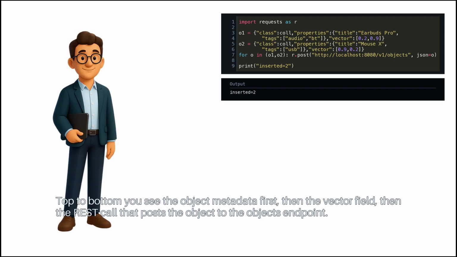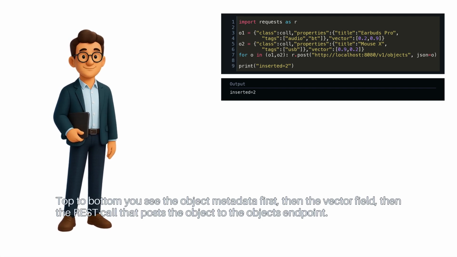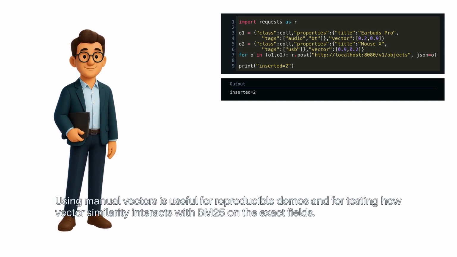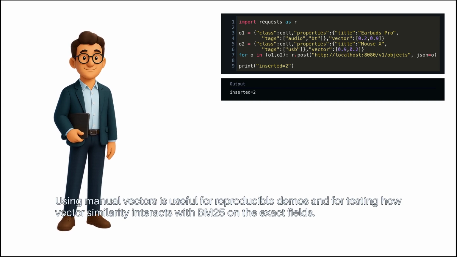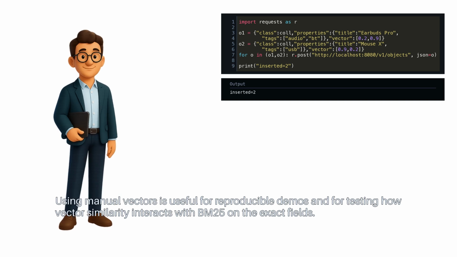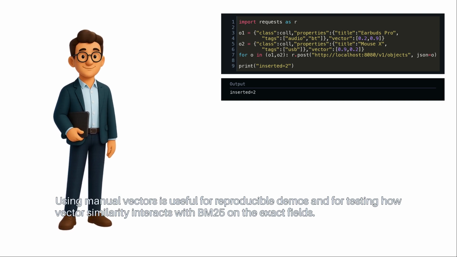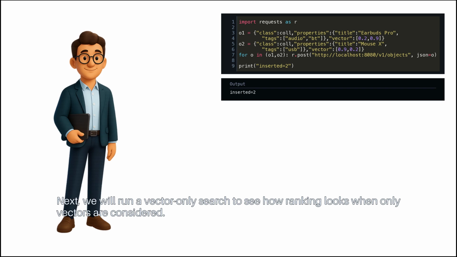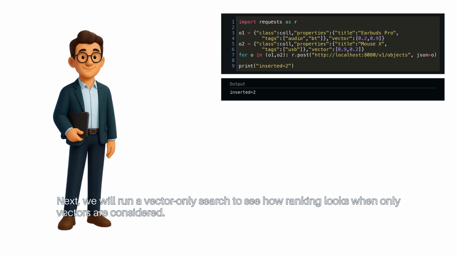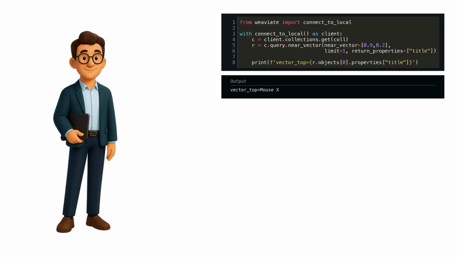Top to bottom, you see the object metadata first, then the vector field, then the REST call that posts the object to the object's endpoint. Using manual vectors is useful for reproducible demos and for testing how vector similarity interacts with BM25 on the exact fields. Next, we will run a vector-only search to see how ranking looks when only vectors are considered.